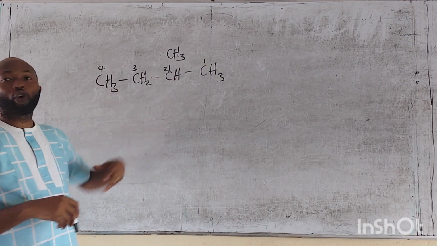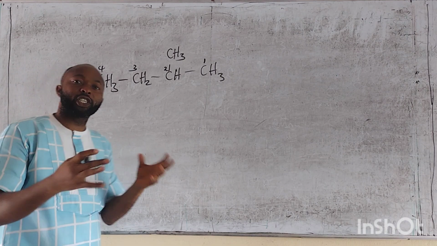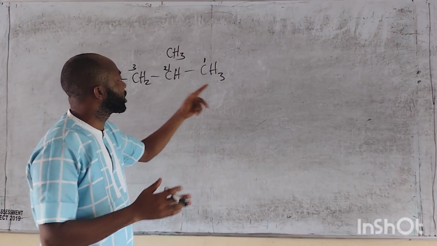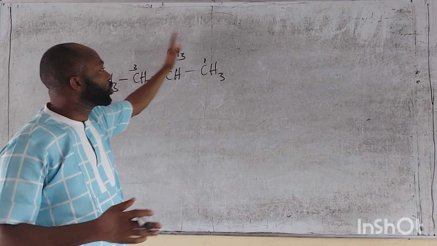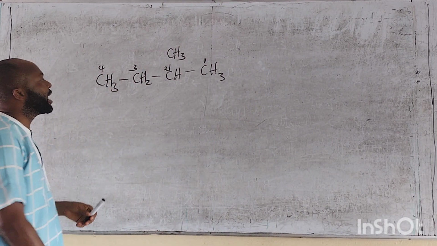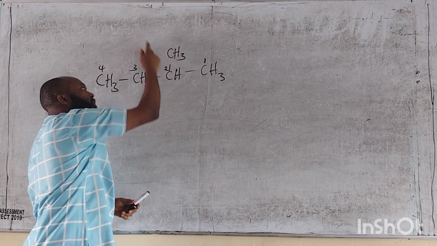And each number is called a locant. So the lowest possible locant should be taken very seriously. 1, 2. Give me this. This side is 3. So 2 is considered. Now, in carbon 2, I have a substituent.